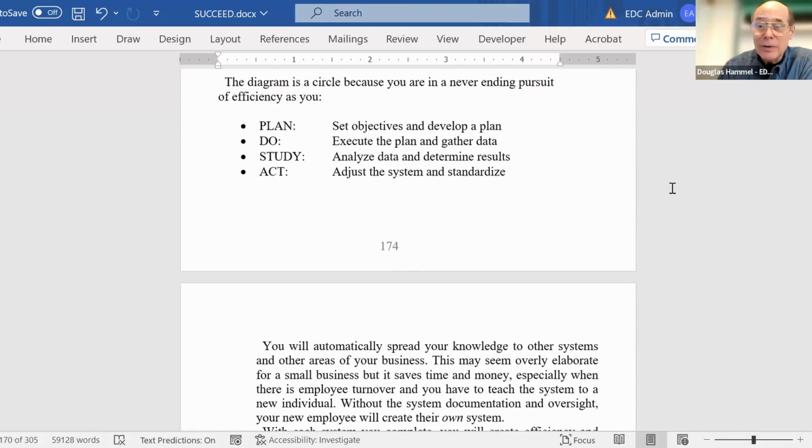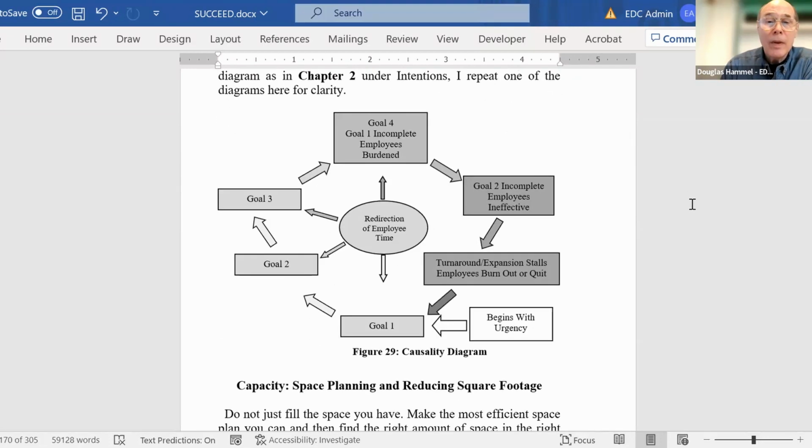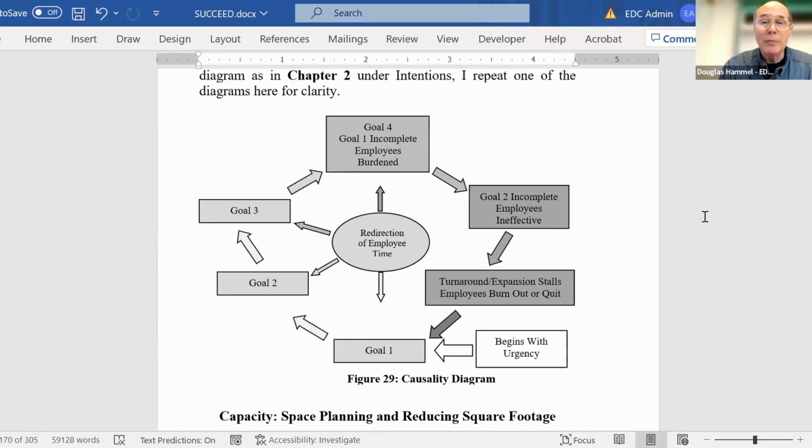Okay, so let's see, I'm going to go down to the page. Okay, we're going to talk about causality systems now. That was a process system.